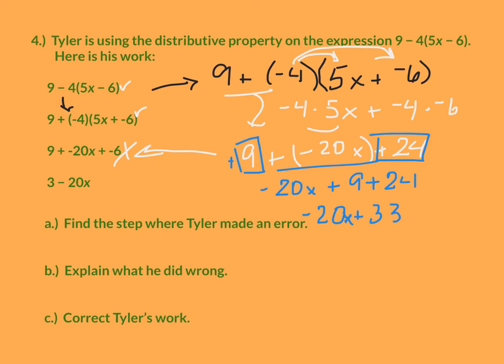So, find the step where Tyler made the error. Well, if I were to label these steps 1, 2, 3 and 4, I would say that he made his error between here and here. So going from step 2 to step 3. Explain what he did wrong.